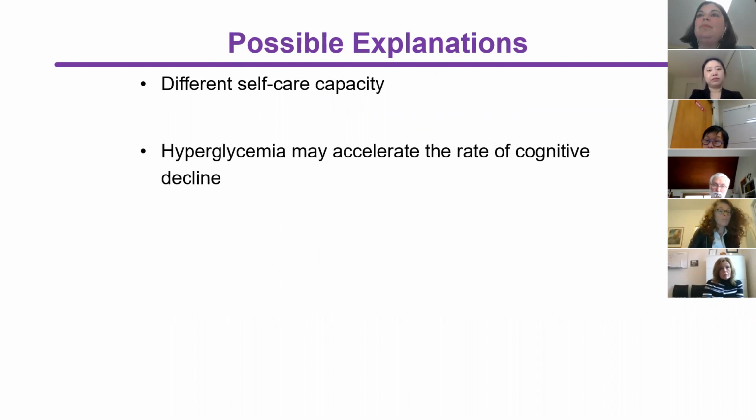There are many explanations for the observed relationship. First, it may be that individuals with cognitive impairment have difficulty managing their disease and thus have worse glucose control. Second, hyperglycemia may accelerate the rate of cognitive decline by either reducing capillary perfusion, accelerating large vessel disease, or directly damaging the brain. Next slide.